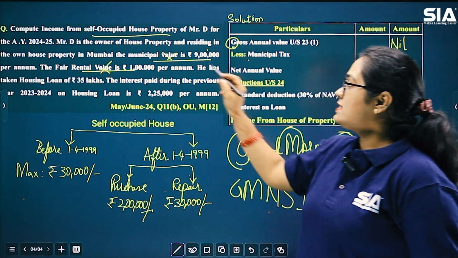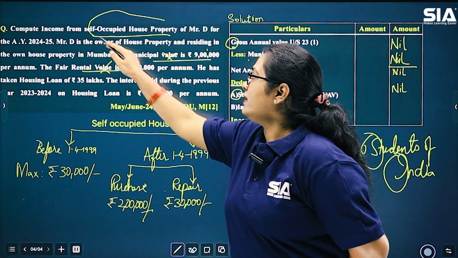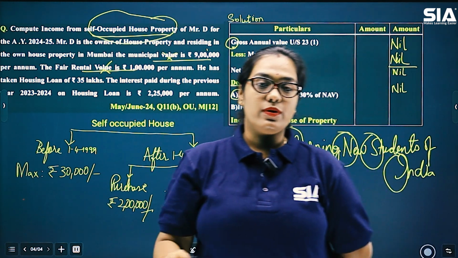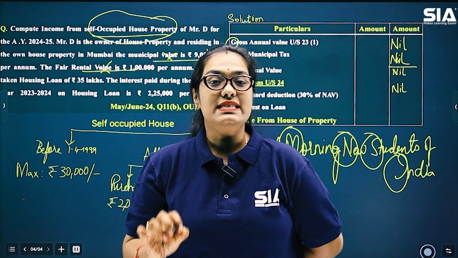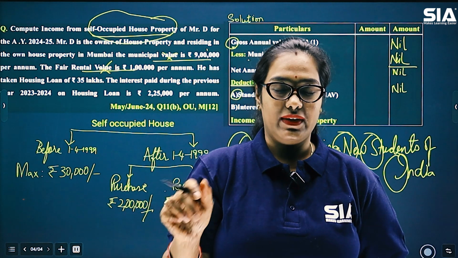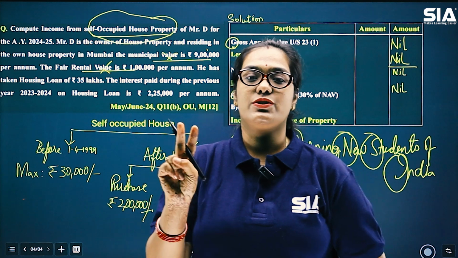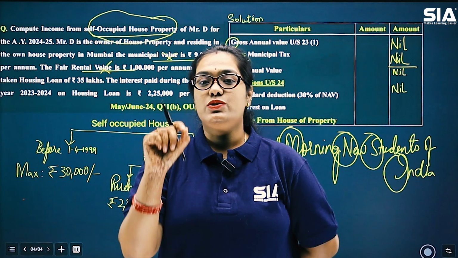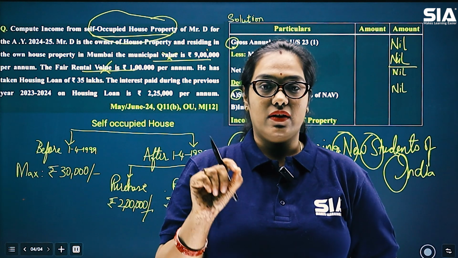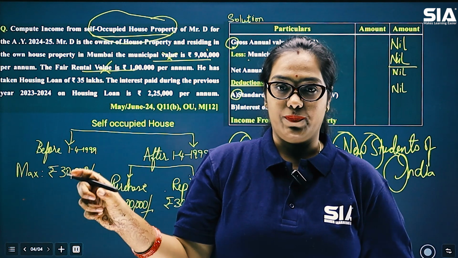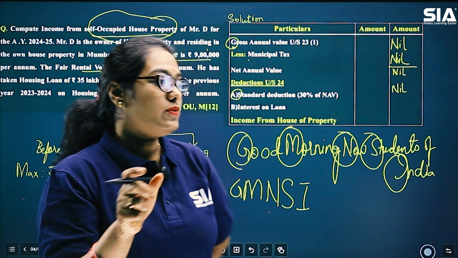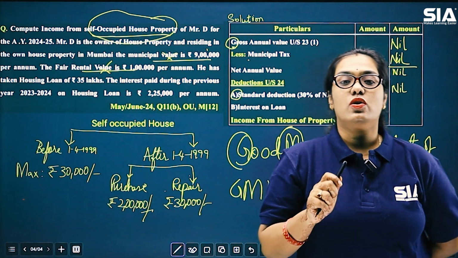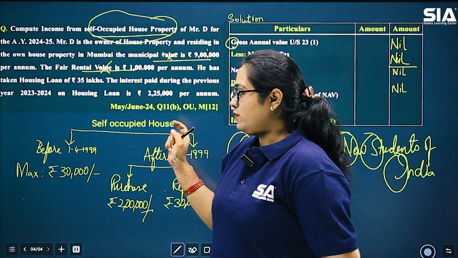Now for your self-occupied house property, whenever it is asked, the only thing that you as a student should be bothered about is interest on loan. That is the second deduction under section 24. The only requirement from you is to remember this concept of interest on loan. Now what do we do? As you can see on the screen over here, any interest on loan for a self-occupied house can be in two ways.